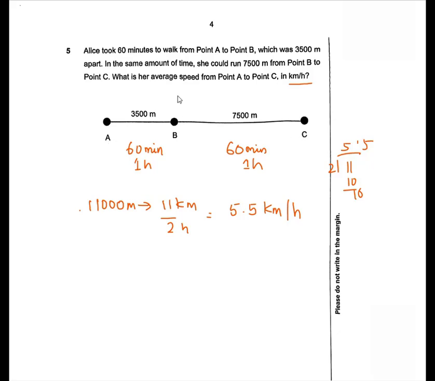Anytime you want to find the average speed between 2 points, you cannot take individual speeds separately. Take the total distance divided by the total time taken. That gives the average speed.